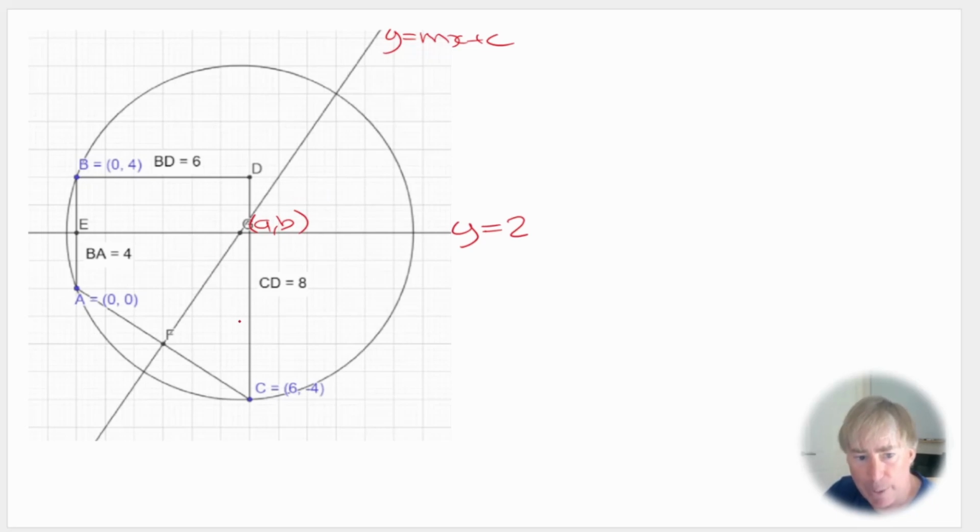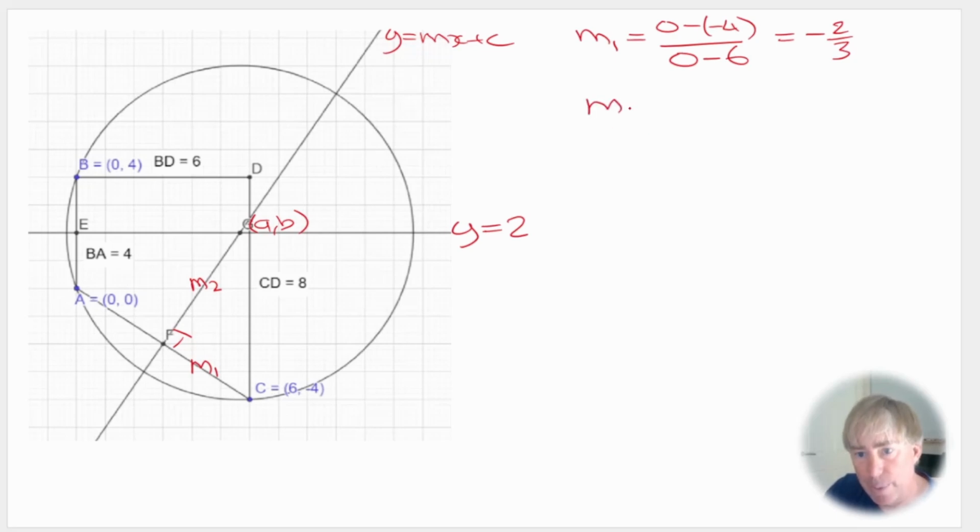So I know it's perpendicular to the line AC, so I'm going to call this gradient m1. Okay, so if it's perpendicular to that, i.e. this is 90 degrees, I'm going to call that gradient m2. So gradient m1 is simply our change in y from A to C. So I'm just going to start with C, and we're going to do, from A 0, subtract negative 4, over 0, subtract 6. So that gives us negative 4/6 or negative 2/3. Okay, so because it's perpendicular, I know that it's going to be the negative reciprocal of that, so it's going to be positive 3 over 2.